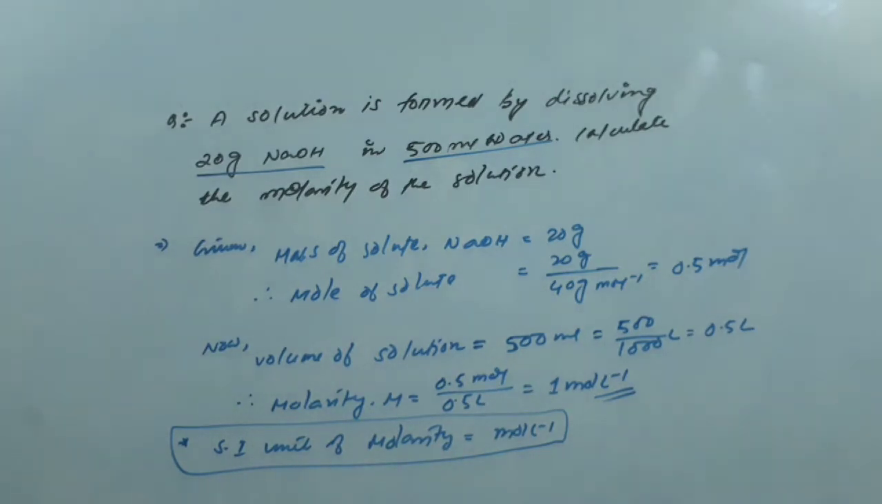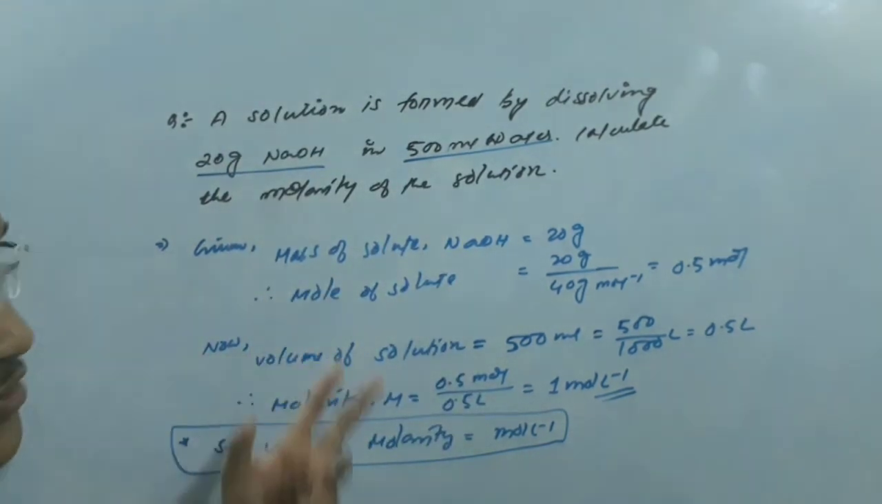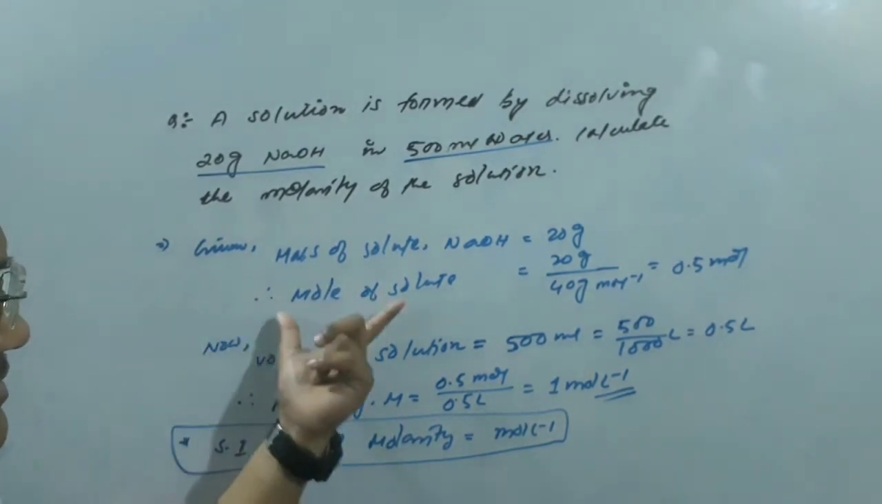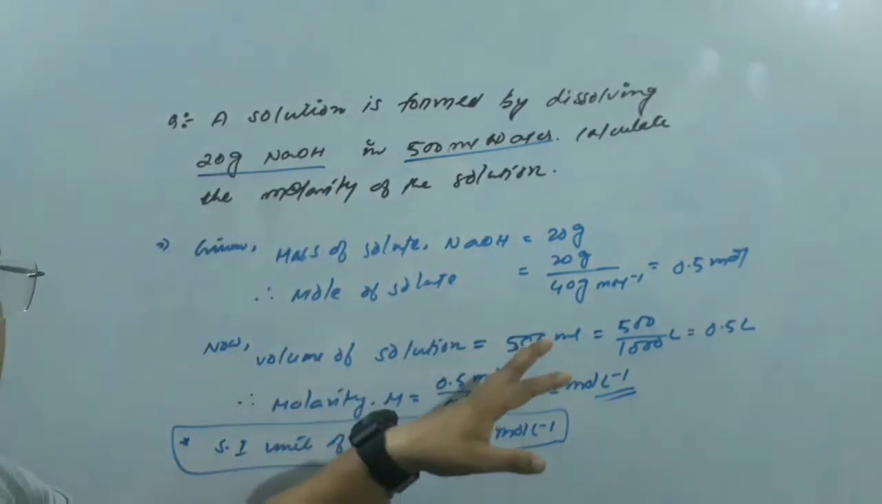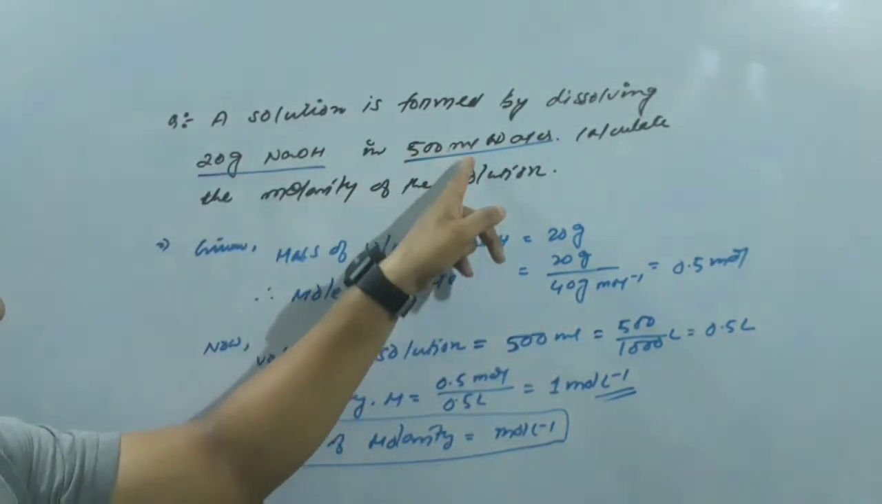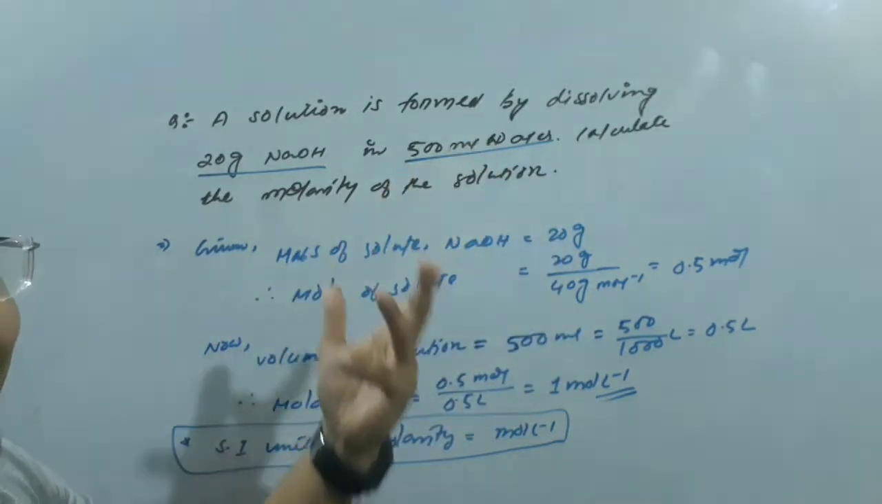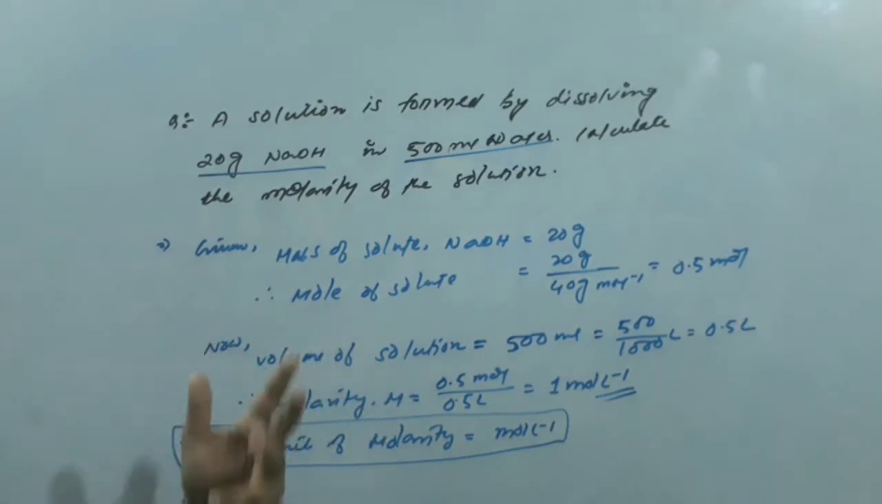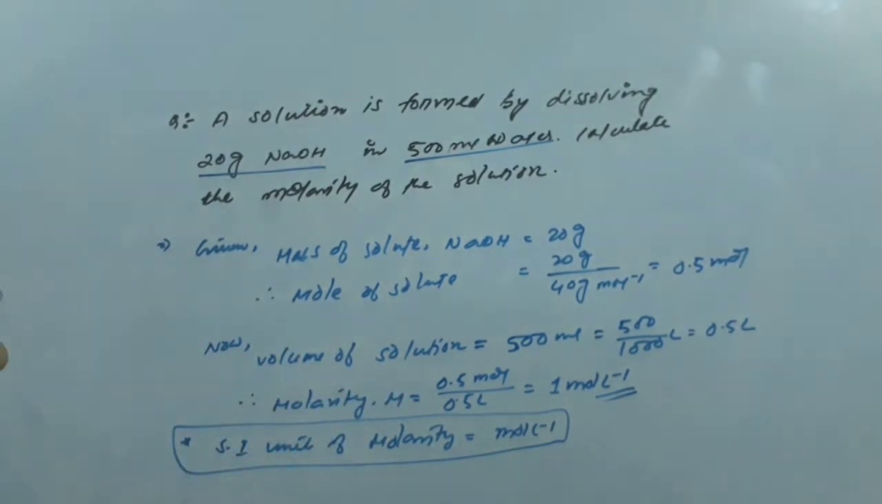Okay guys, so I hope you have understood this problem, right? This type of numerical may be the question for your final examination, so you have to go through this. It's very simple, guys. You have to calculate the mole of the solute. If it is given in liter, no problem, right? But if it is in milliliter, you have to convert it into liter. Okay, so this is all about the molarity of a solution, or how to calculate the molarity of a solution.